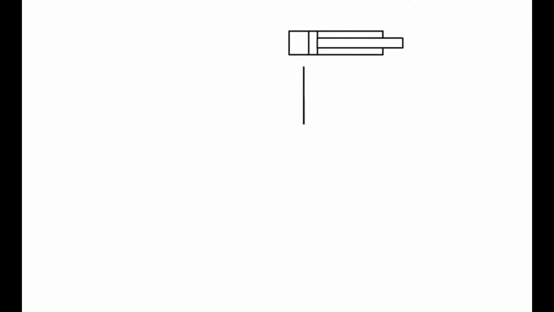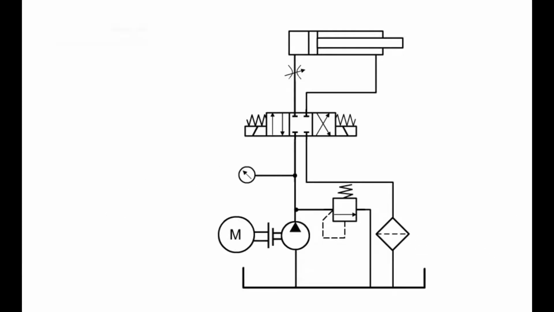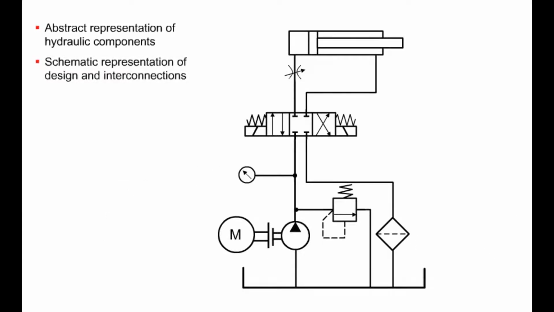Graphical symbols are abstract representations of hydraulic components. When combined into a circuit diagram, they show the schematic representation of design and interconnections of a hydraulic system.